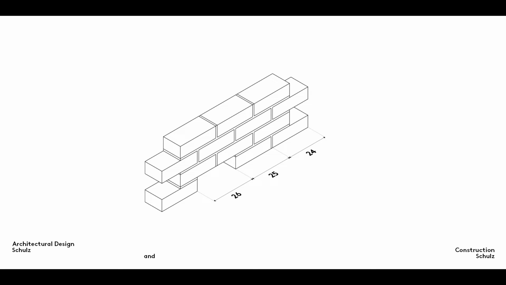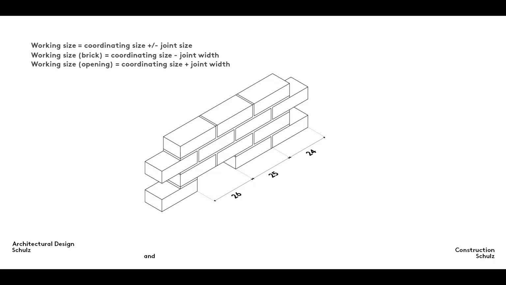The standard distinguishes between the theoretical modular or coordinating size, which should be a multiple of 6.25 centimeters, as we've already seen, and working or specified size, corresponding to the modular size taking into account the width of the joint. To put it simply, working size equals coordinating size plus or minus joint size. The working size of a brick is therefore equal to the coordinating size minus the joint width, whereas the working size of an opening corresponds to the coordinating size plus the joint width.